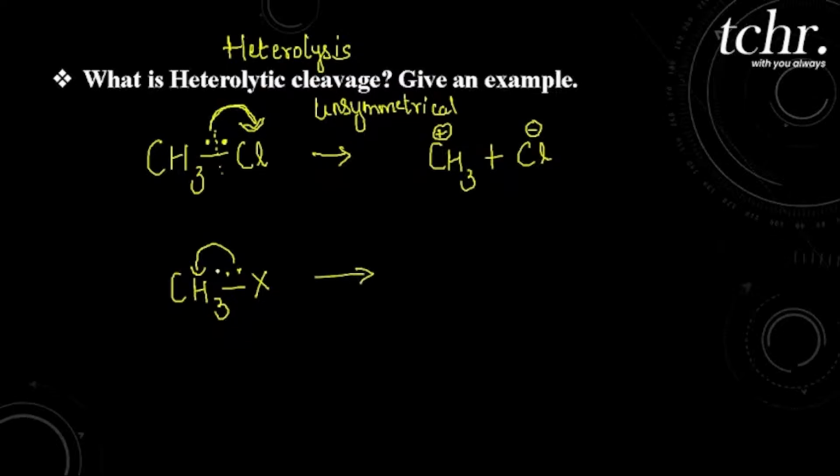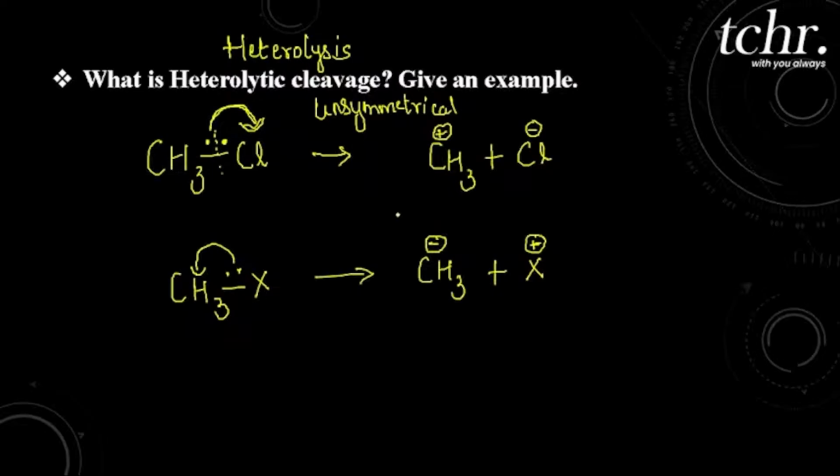Because it lost the electrons, it acquires a positive charge. In case both the electrons are moving towards CH3, then the CH3 group gets the negative charge, whereas the other substituent, that is X, acquires the positive charge because it lost the electron. Is it clear, students?